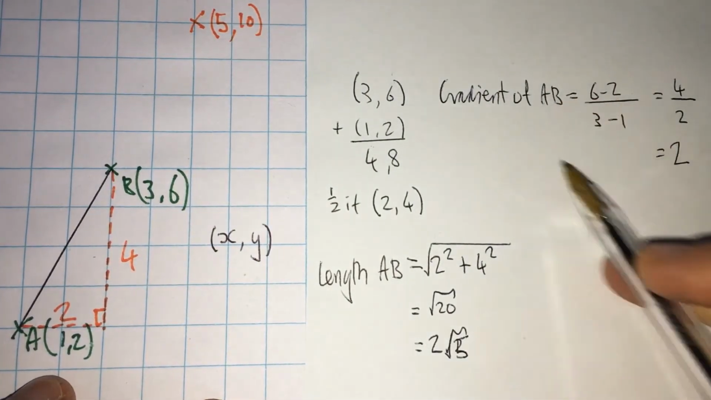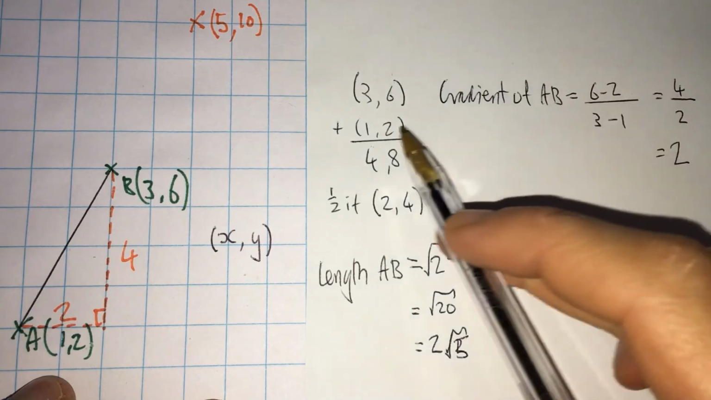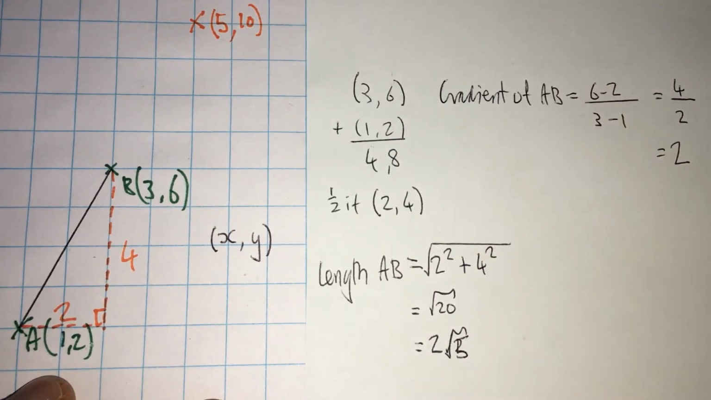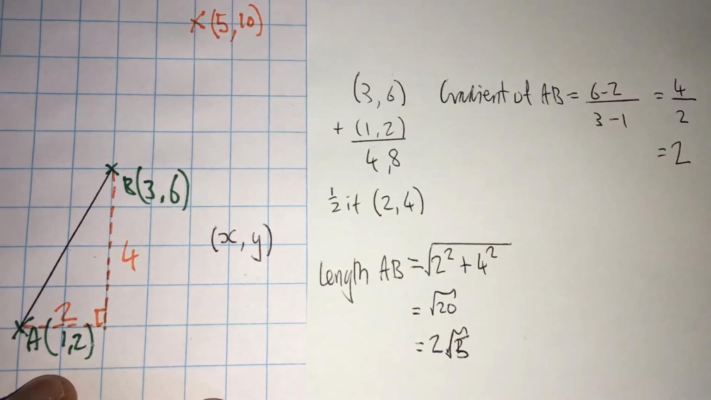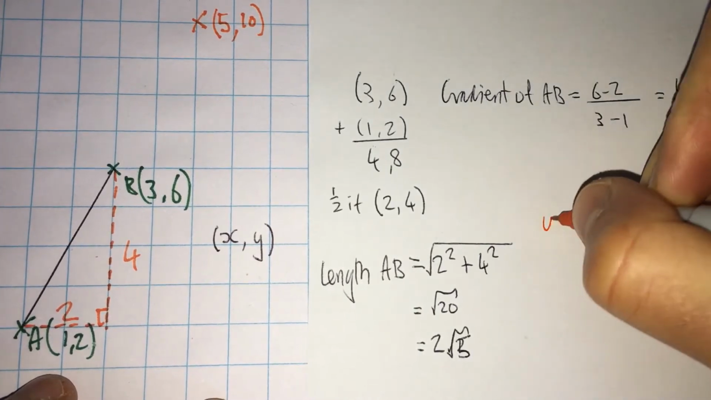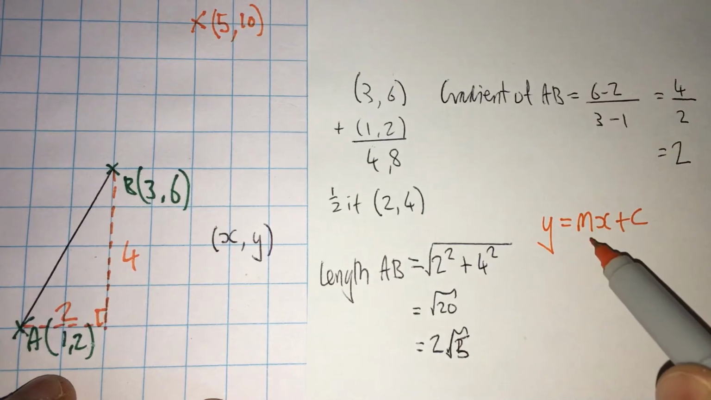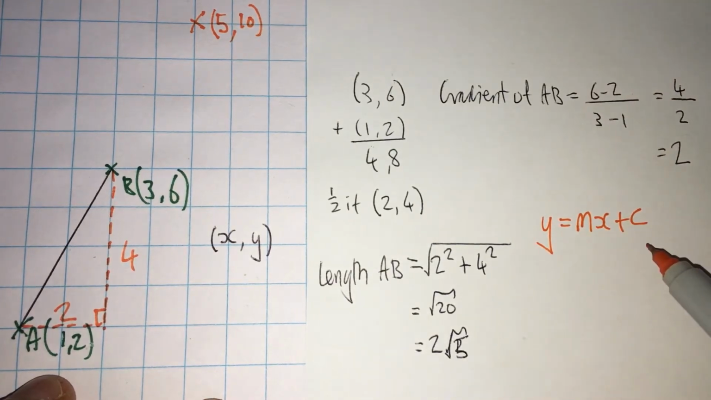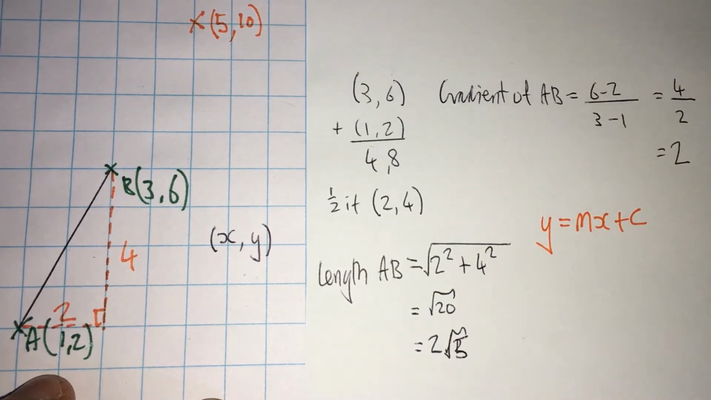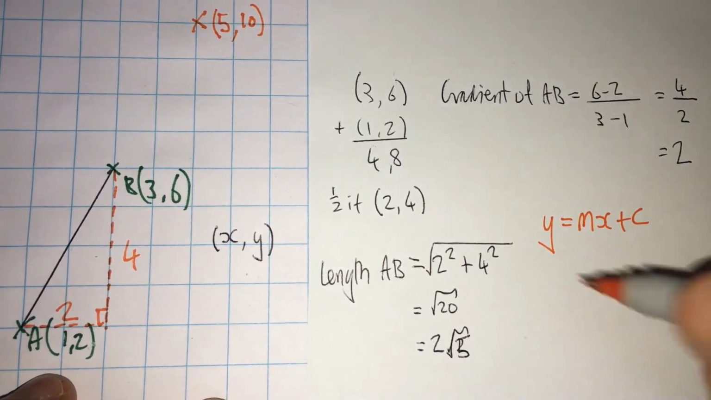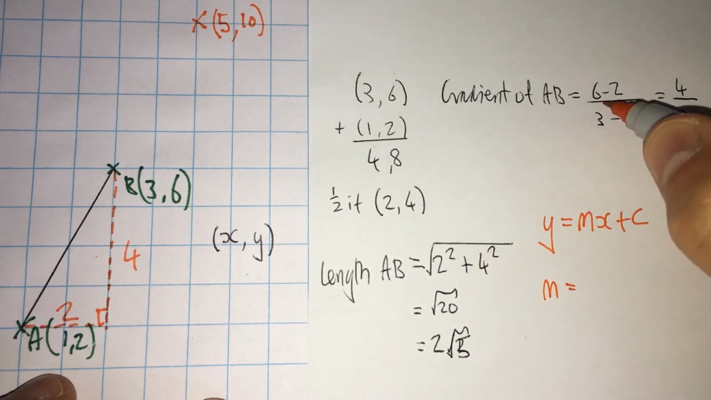Now we already know how to work out the gradient, and the letter that we use to describe a gradient is the letter m. And you might have seen this before, that we use y equals mx plus c, where m is the gradient and c is the y-intercept.